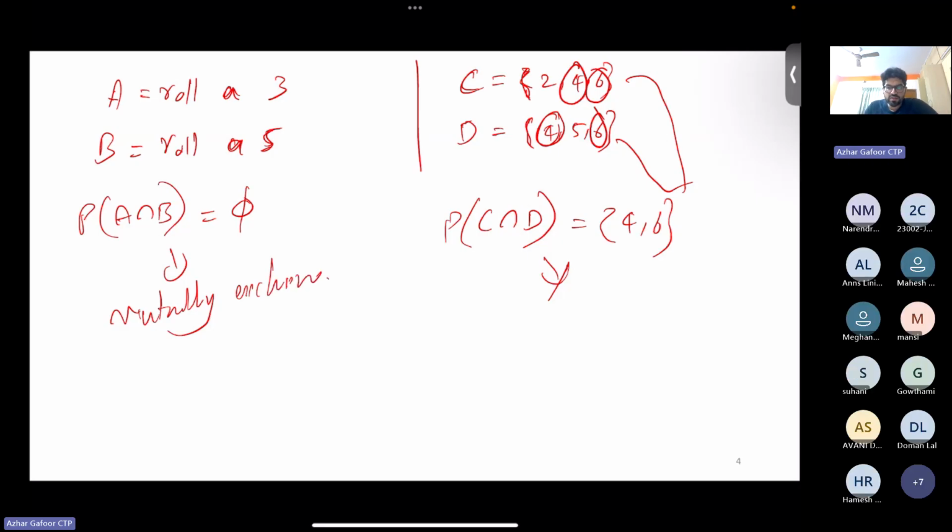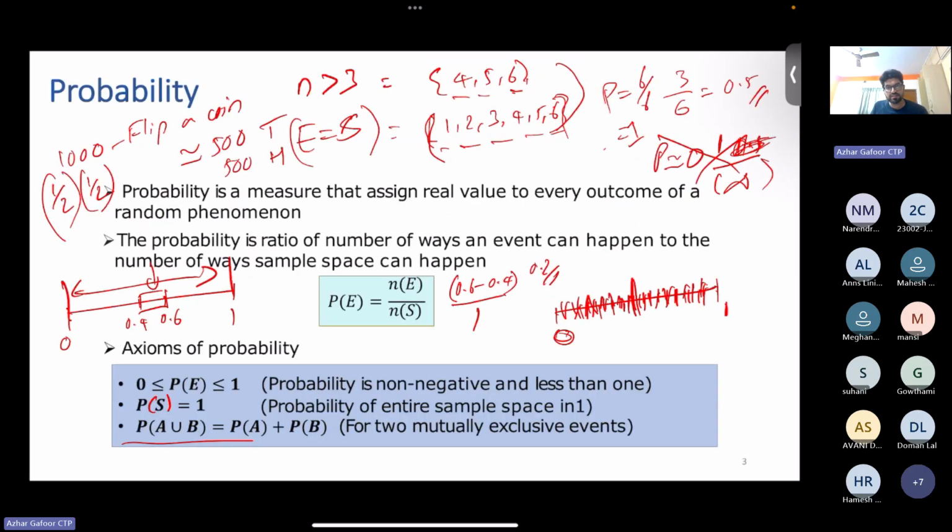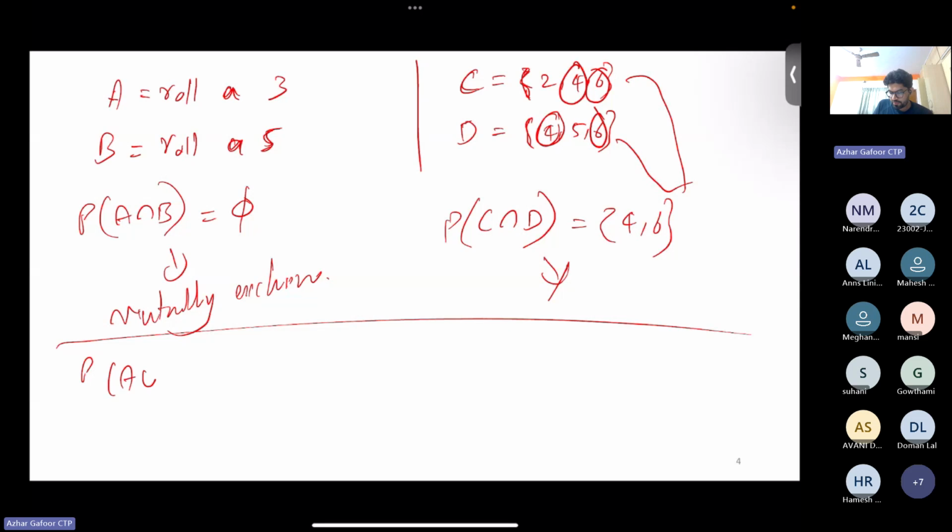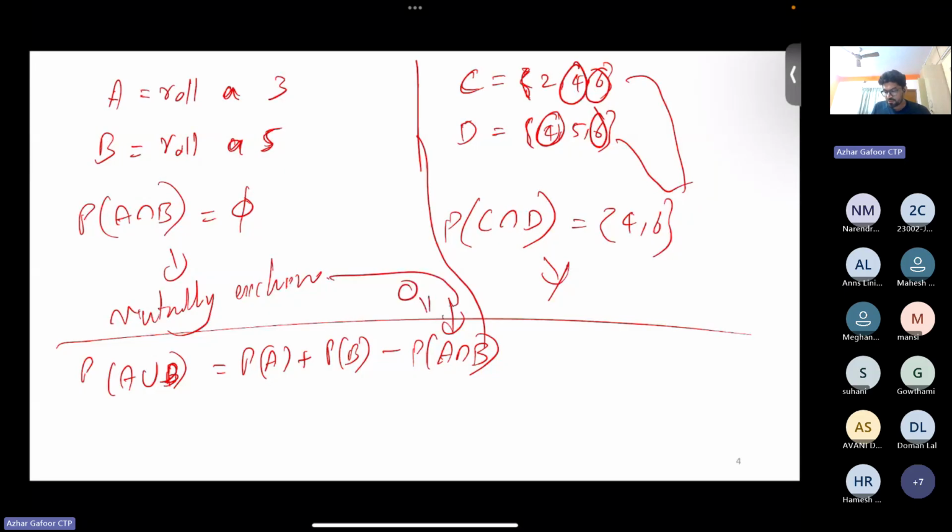Now for mutually exclusive events, we have this formula: P of A union B is equal to P of A plus P of B. And this actually comes from the bigger formula, P of A union B is equal to P of A plus P of B minus P of A intersection B. For mutually exclusive events, the intersection term is 0, so the equation becomes P of A union B is equal to P of A plus P of B.